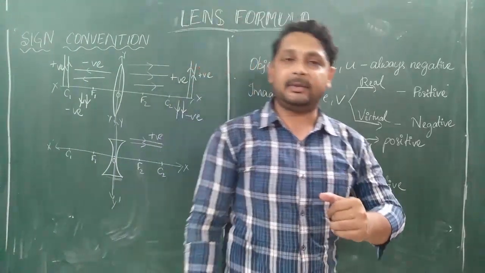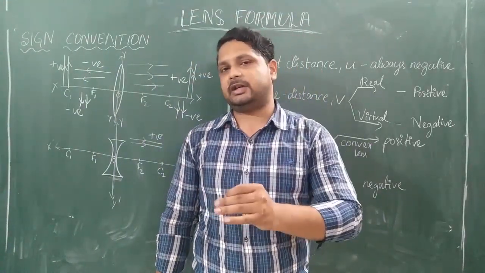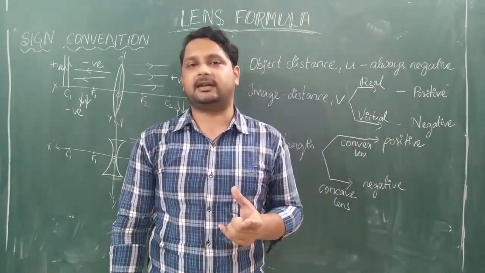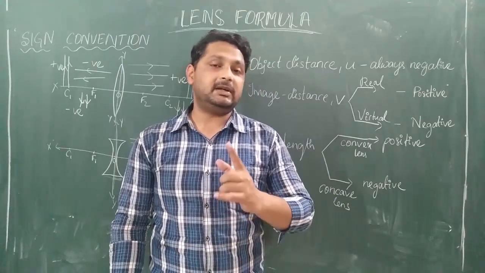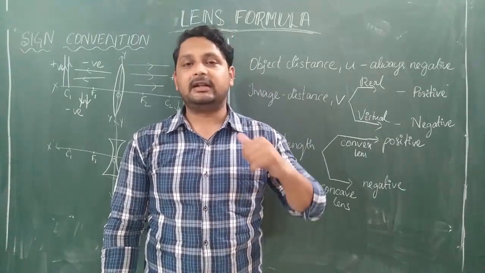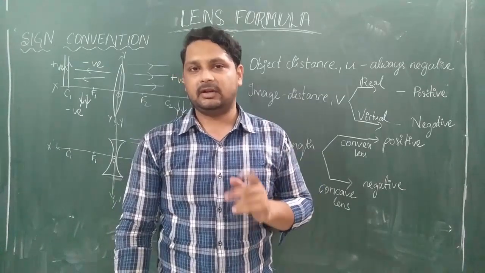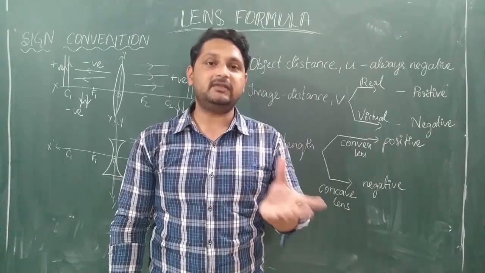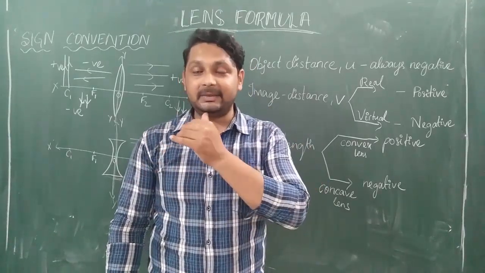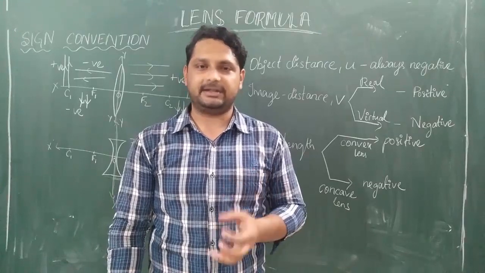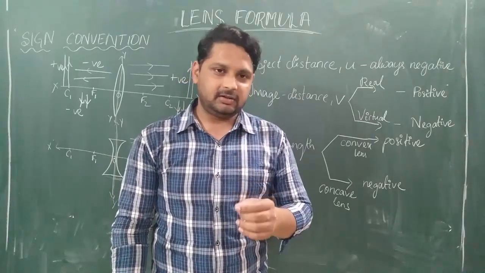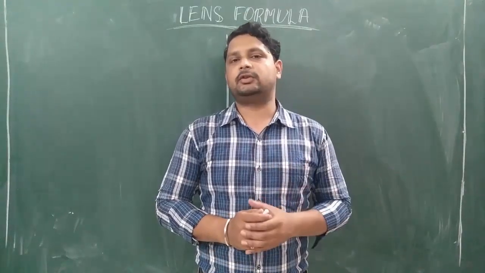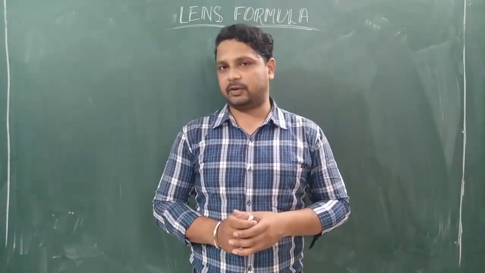Apart from this, you can conclude that the height of the object is always positive. For the height of the image, if the image is inverted, then height will be negative. If the image is erect, upright, then the height will be positive. Try to understand in which case it is positive and in which case it is negative. It will be easier to solve the numericals based on lens formula. Understood? Now pause the video and note it down. So let's move on to the actual topic, that is lens formula.